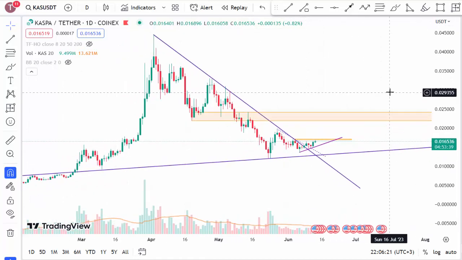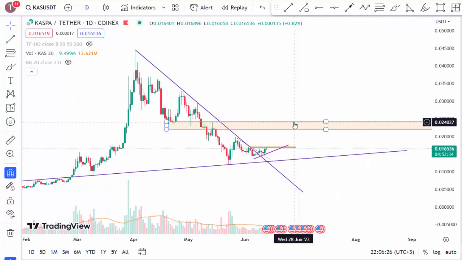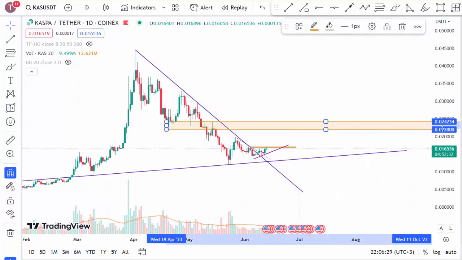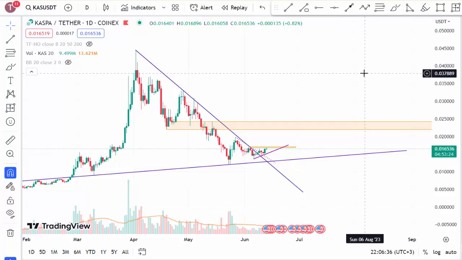When we analyze the daily chart, what is important for us is the range between 0.22 and 0.24. If this level is broken to the upside, we can expect a significant increase in price movements. Furthermore, when we look at the 4-hour period, we can see a promising chart. We will discuss and analyze it.